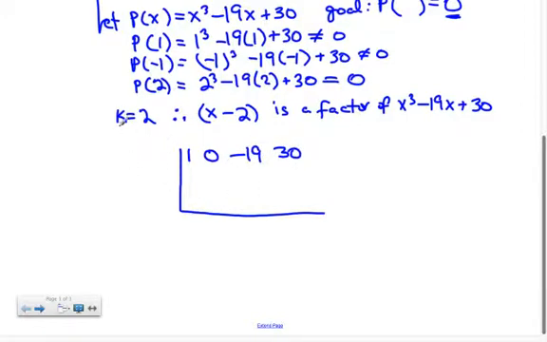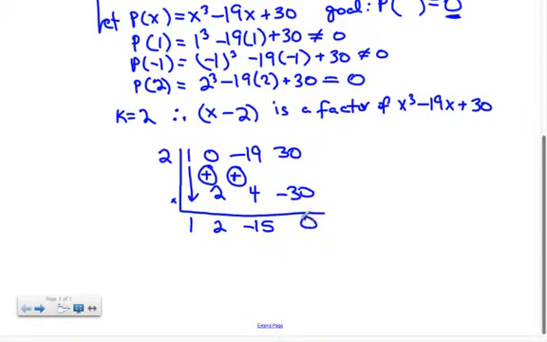Right? Now, x minus 2 is a factor. That means my k value is positive 2, so the 2 goes there, and we drop the 1 down, and now we do our multiplying. So 2 times 1 is 2. We add 0 plus 2 to give us 2. 2 times 2 is 4. Again, we add negative 19 plus 4, which gives us negative 15. And 2 times negative 15 is negative 30, and that's going to give us 0.